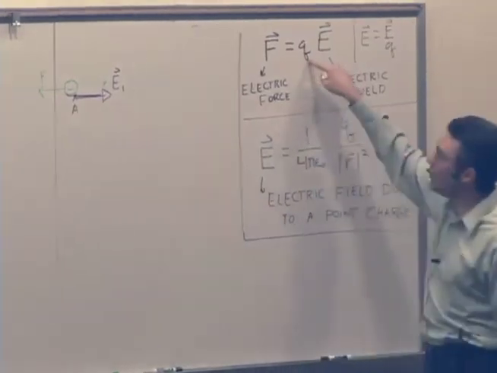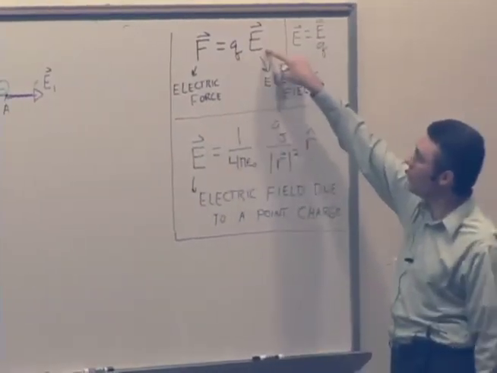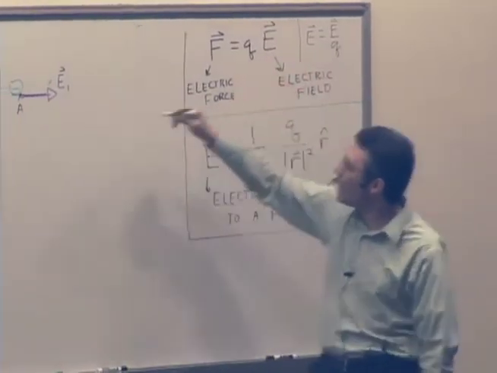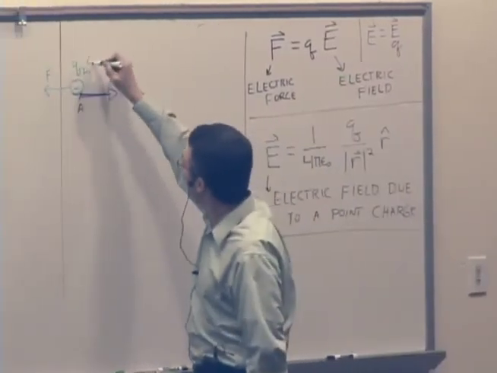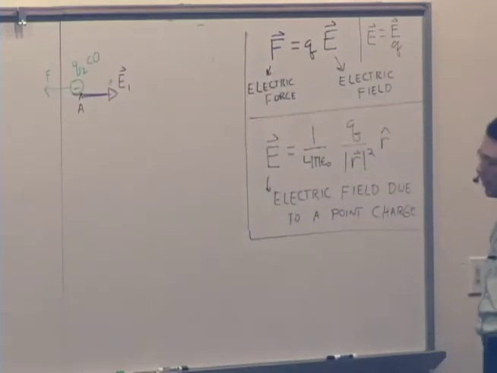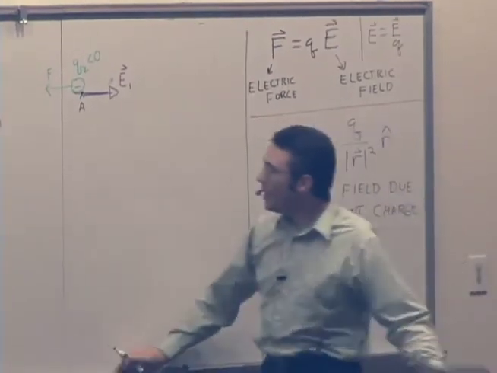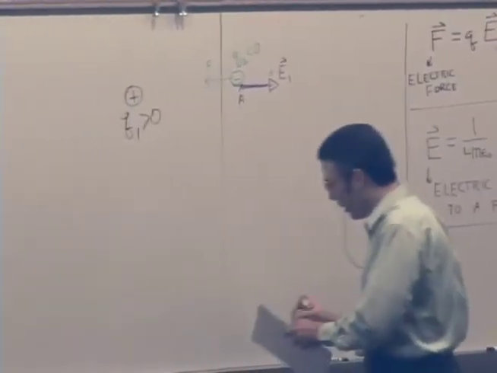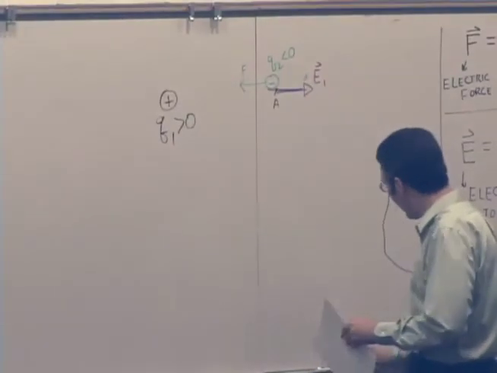Multiply Q2 times this electric field to the right. Q2 is now negative, and I get a force that is pointing in the opposite direction of the electric field, okay? You could do this just to work it out real quick, if you had a negative point charge creating an electric field.